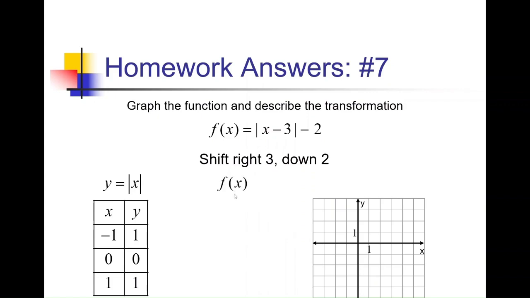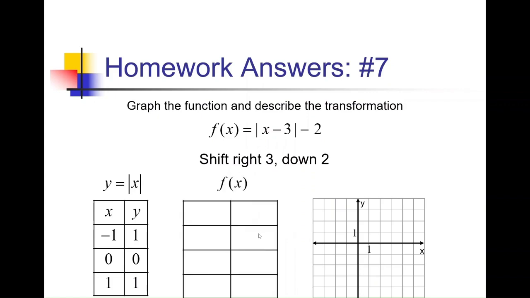So let's come up with a new table for f of x here. For the x values, if we're shifting right 3, that means we have x plus 3 for the new rule. And for y, down 2 means y minus 2. So for the x's, adding 3 to all of the originals, we have negative 1 plus 3 is 2, 0 plus 3 is 3, and 1 plus 3 is 4. For the new y values, 1 minus 2 is negative 1, 0 minus 2 is negative 2, and this is negative 1 again because it's the same number going in.